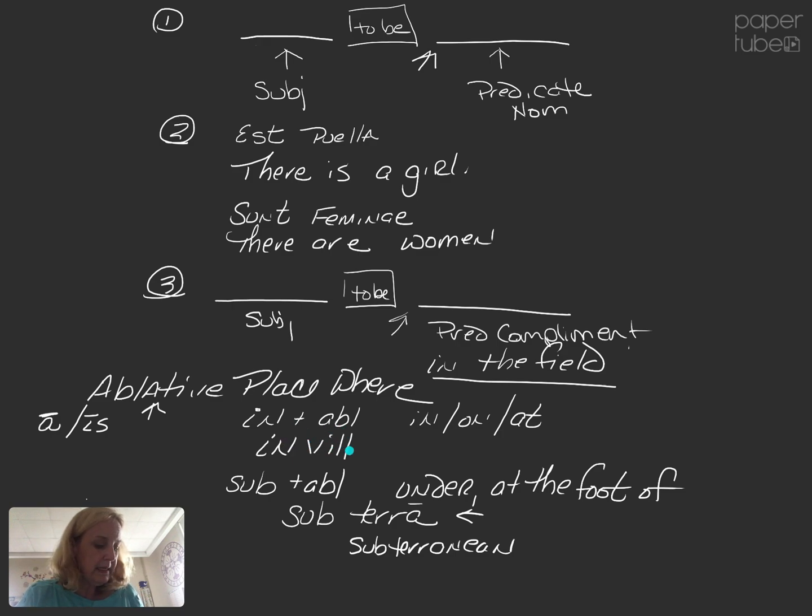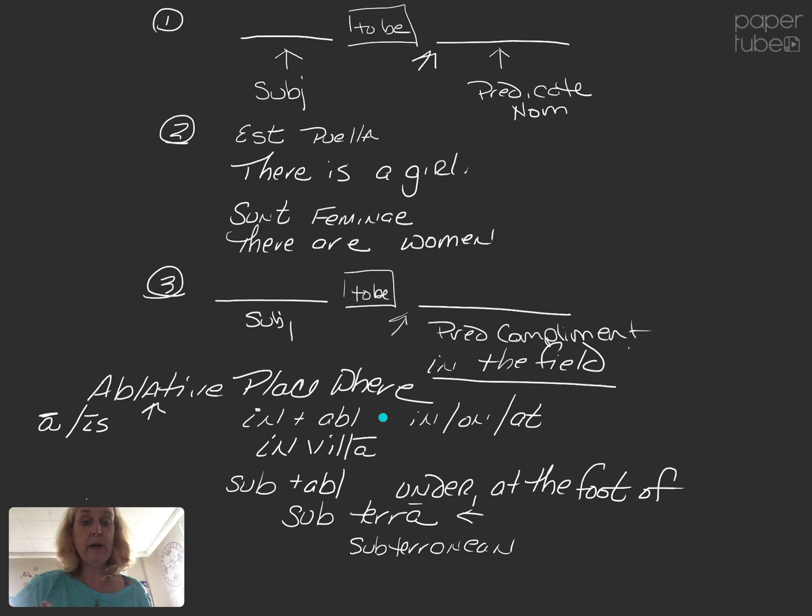How about in the farmhouse? In villa. Whatever the object of that preposition is, goes into the ablative. We'll learn others that take the accusative, but this one takes the ablative. And when it takes the ablative, it answers where the object is. It answers where, the place where it is.